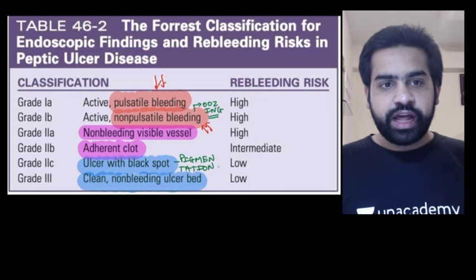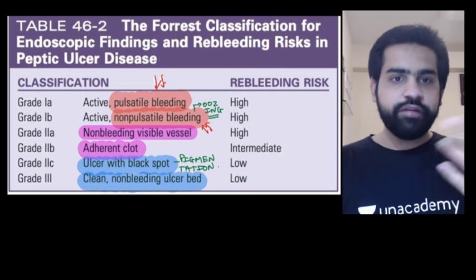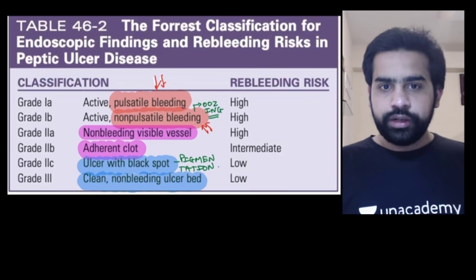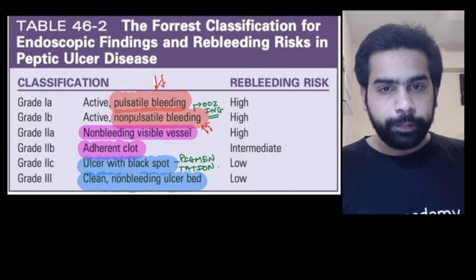1B is basically a non-pulsatile bleeding. You can also refer to it as an oozing of the blood. This is 1B. Okay, so simple. 1A is basically pulsatile bleeding. 1B is basically oozing of the blood, that is, a non-pulsatile bleeding.